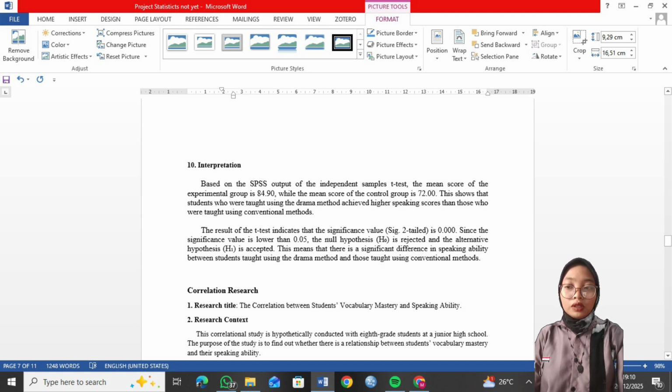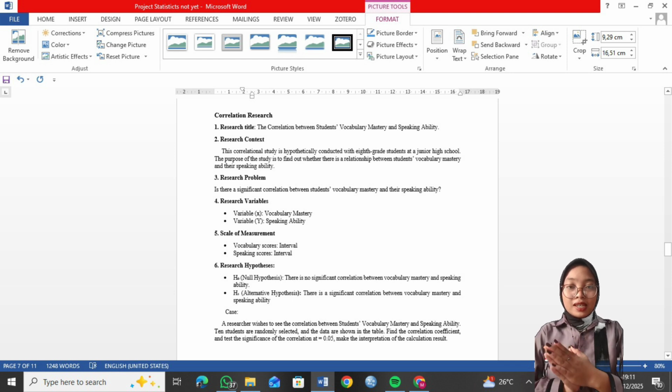Since the significance value is lower than 0.05, the null hypothesis is rejected and the alternative hypothesis is accepted. This means that there is a significant difference in speaking ability between students taught using the drama method and those taught using the conventional method.